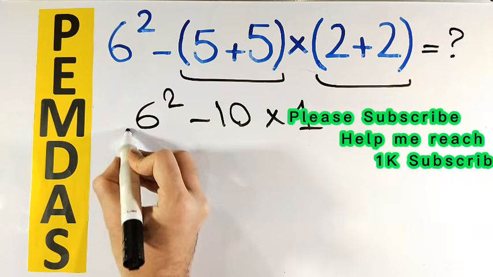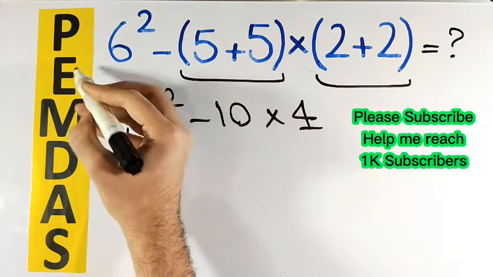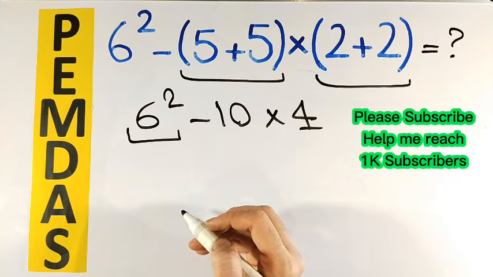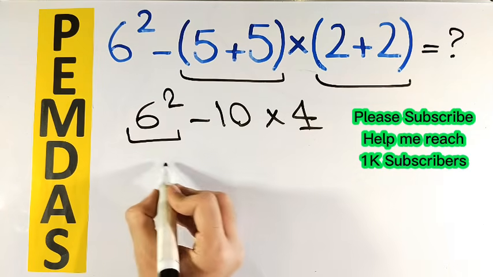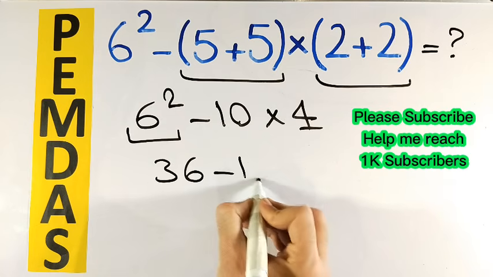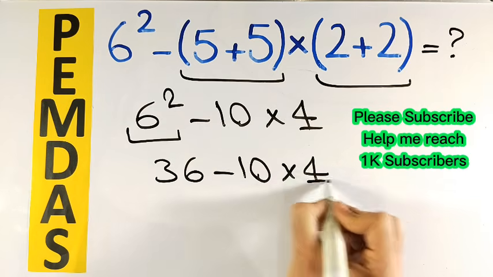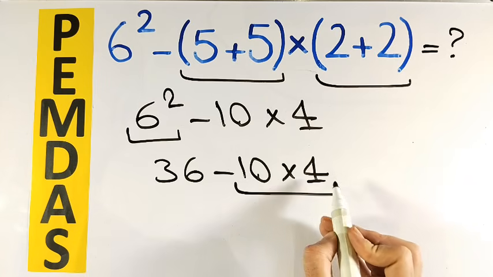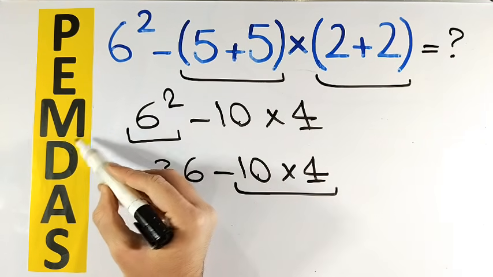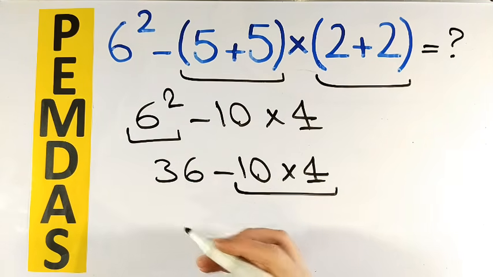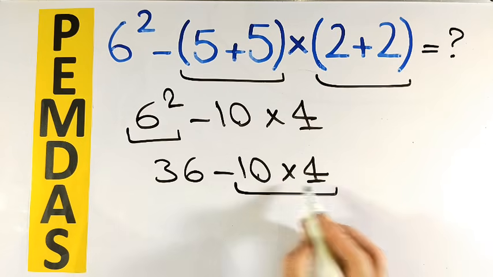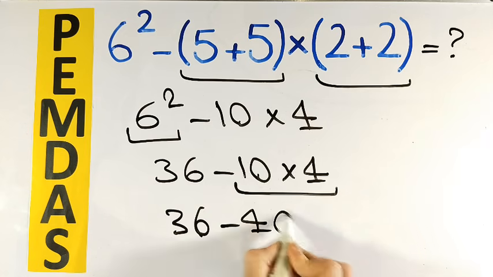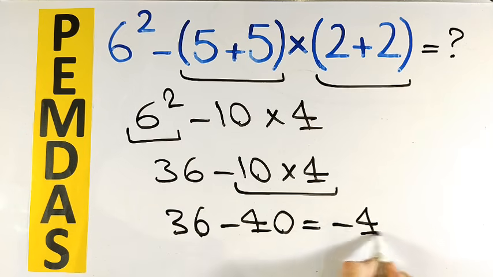And the next step, we go for the exponent, because exponent after parentheses has higher priority than the other operations. So, we write this expression as 36 minus 10 multiplied by 4. And the final step, we go for the multiplication between 10 and 4, because multiplication has a higher priority than subtraction. So, instead of this expression, we can write 36 minus 40, which finally gives us the answer -4.